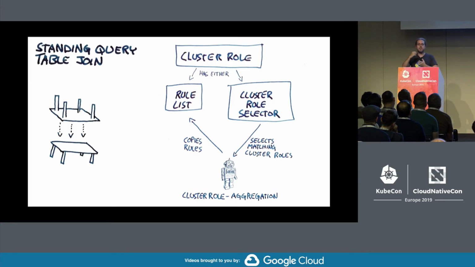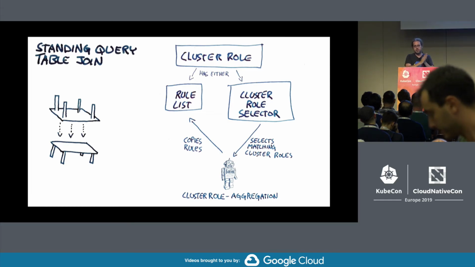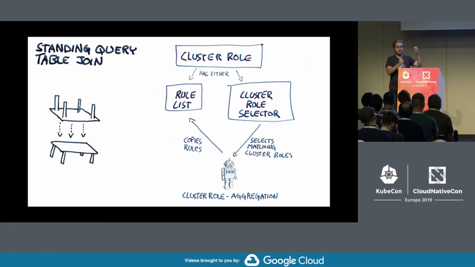But it's not nice if somebody adds a CRD and they're like, well, the author of the role didn't know about my CRD, so how can this work? We have this, it basically takes a selector and looks up cluster roles that match the selector and copies them into the cluster role with a selector. So it can either have a rule list or a selector, like copy your rules from these guys.